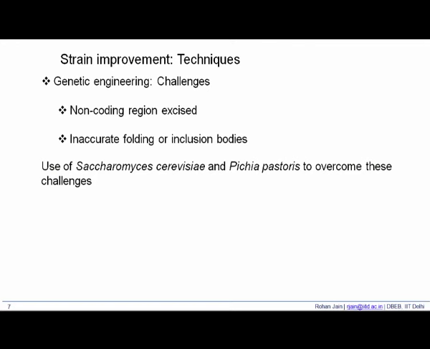There are also challenges in strain improvement. I think you already know that, right? The challenges are that it is not straightforward. It is a little bit more challenging. For example, if you want to clone a eukaryotic protein into a prokaryotic host, then you also need to excise non-coding regions. That means the mRNA needs to be changed to cDNA, and then you need to do an excision, and all those kinds of things are necessary.